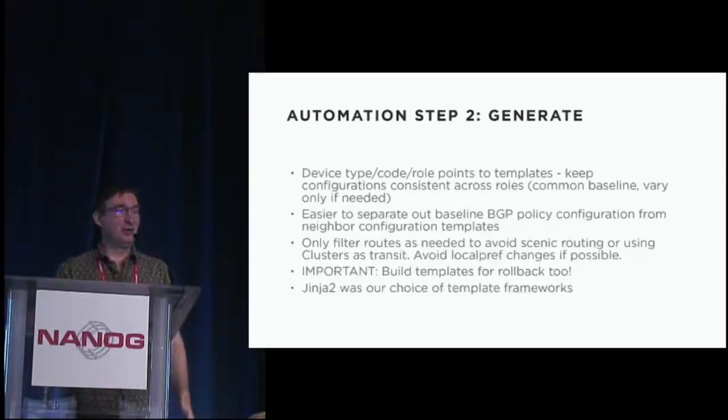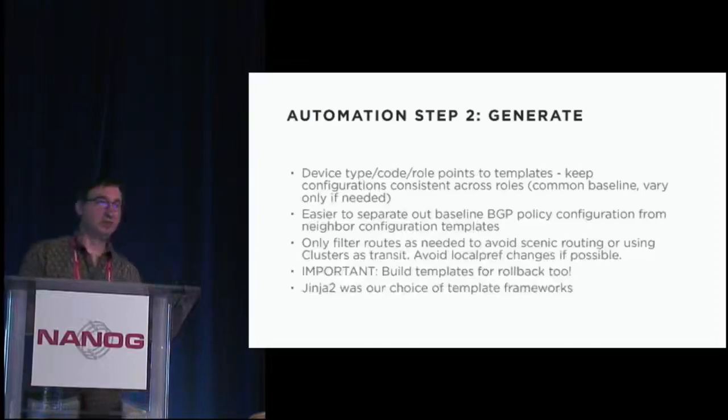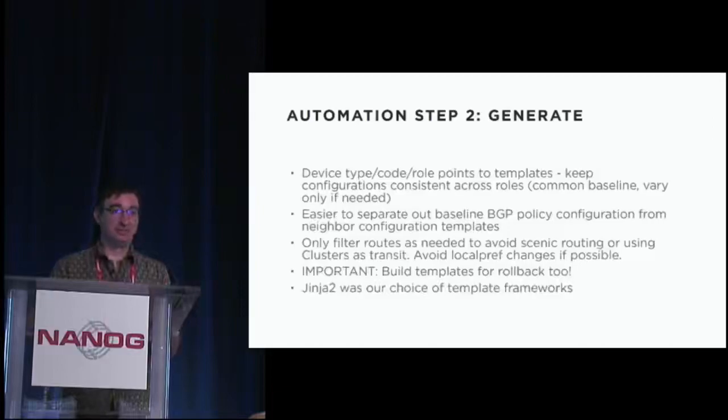Generally, not a whole lot of need to filter routes. Mainly we had to filter routes upstream to avoid scenic routing. Again, we don't want rack A to rack B to use rack C. And build templates for rollback too.